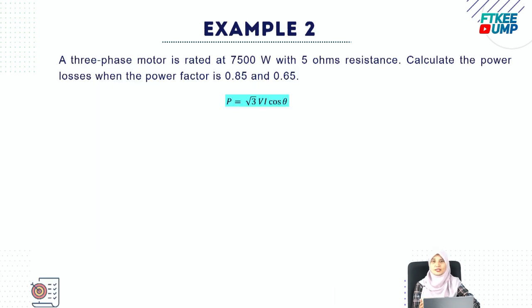Now let's try this example. A three-phase motor is rated at 7,500 watts with 5 ohms resistance. Calculate the power losses when the power factor is 0.85 and 0.65. So the formula for the power is given here, so 3 times VI cos theta. So let's try first.